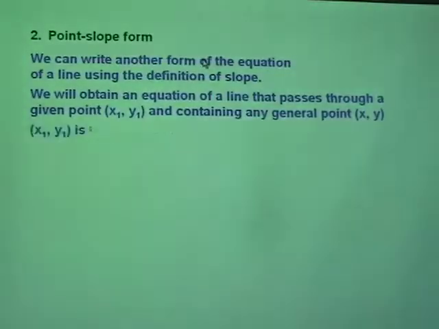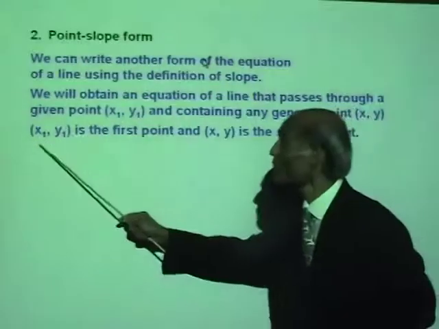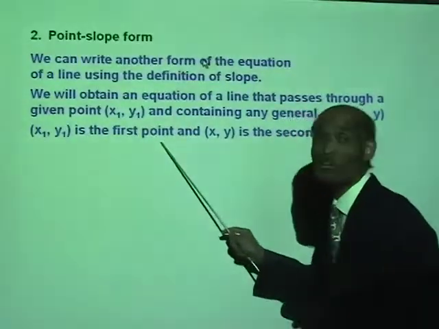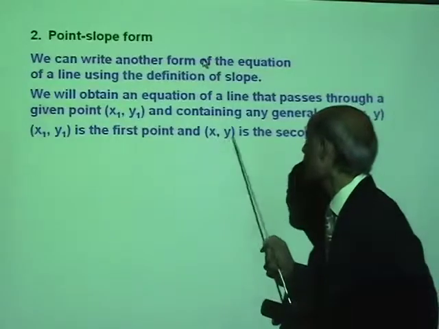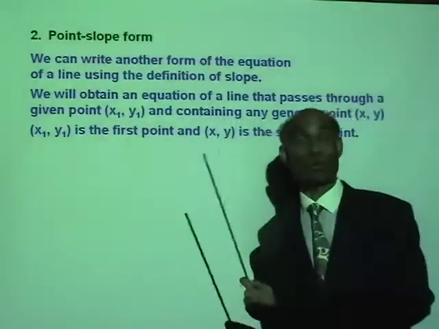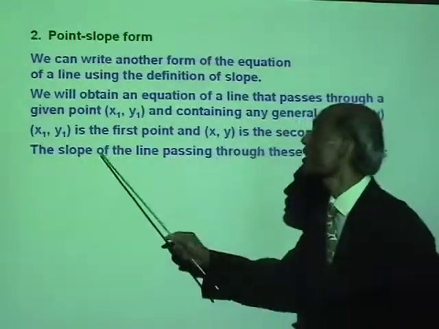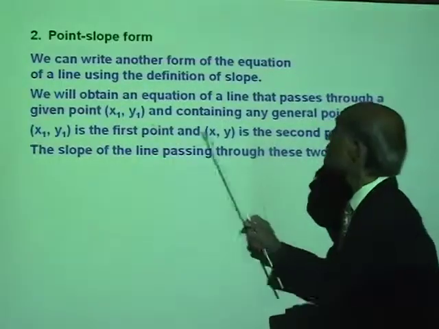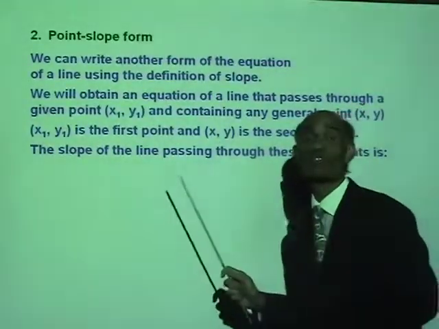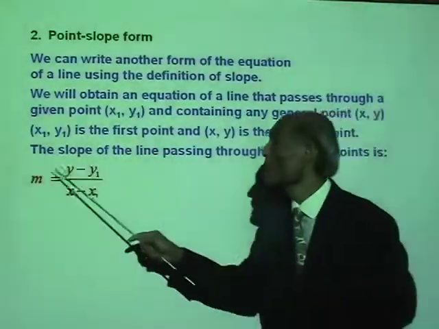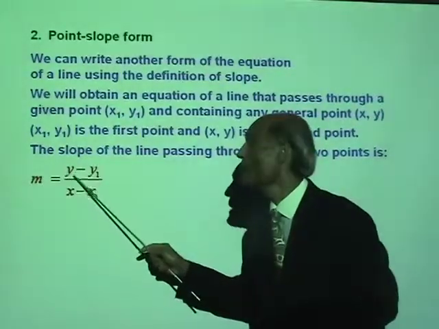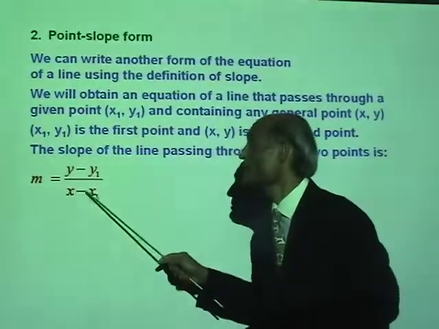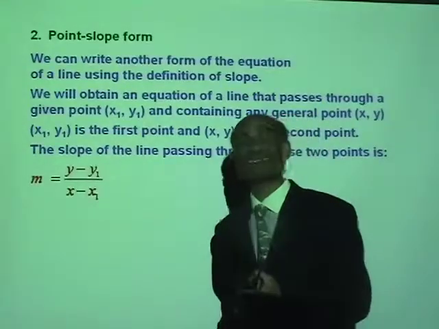Alright, let's do that. (x1, y1) is the first point and (x, y) is the second point. The slope of the line passing through these 2 points can now be written as m equal to (y minus y1) divided by (x minus x1).